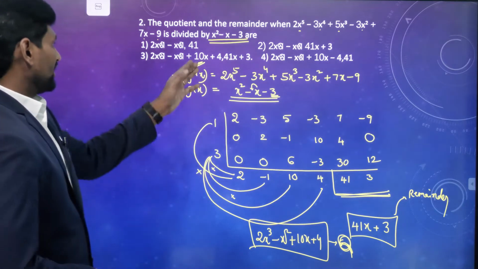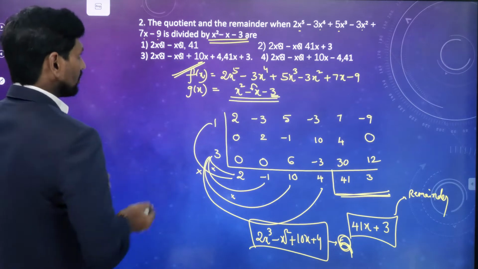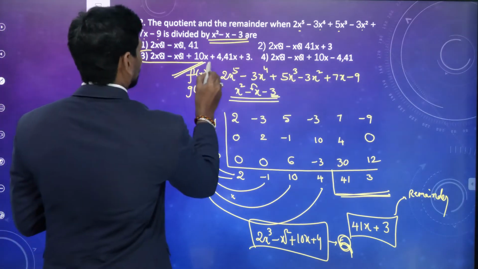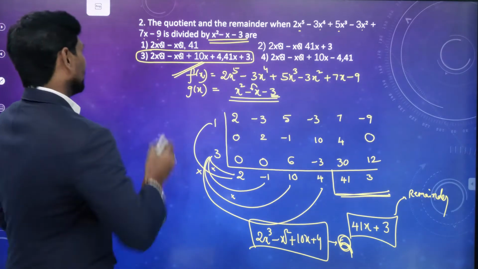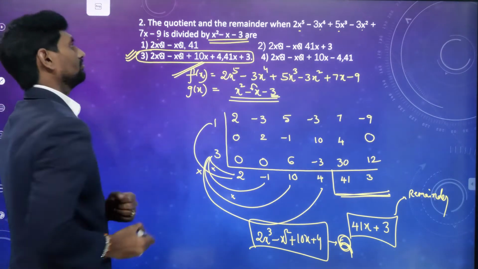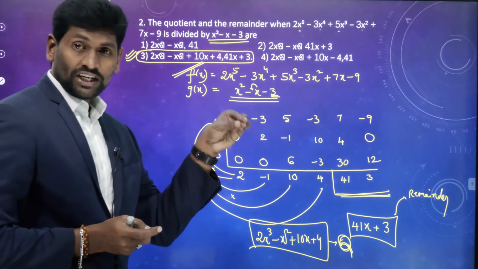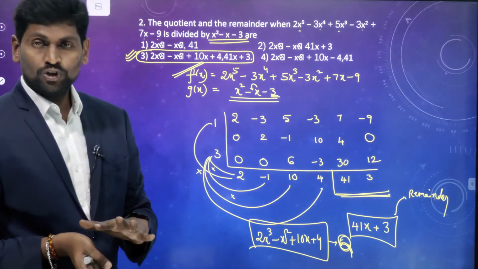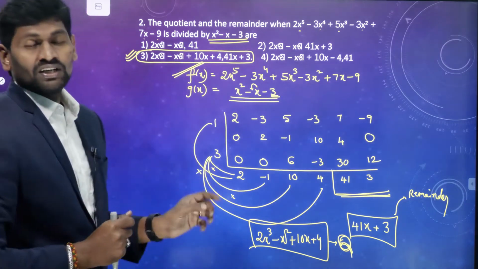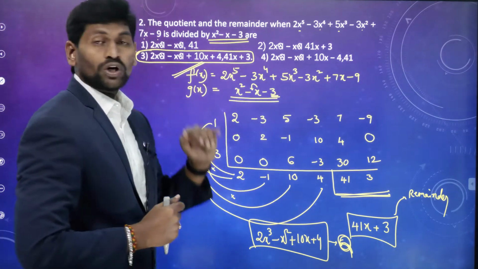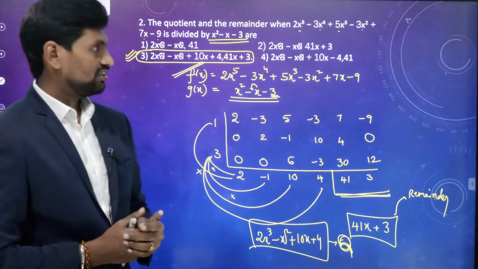Okay? Check here. 2x cube minus x square plus 10x plus 4. In the third option, the quotient and remainder are given side by side like this. So our required answer is option 3, this one. So first, the biquadratic polynomial divided by a linear polynomial, we did the division by using synthetic division. And second, a fifth-degree polynomial with a quadratic polynomial, the remainder I got is a linear polynomial.